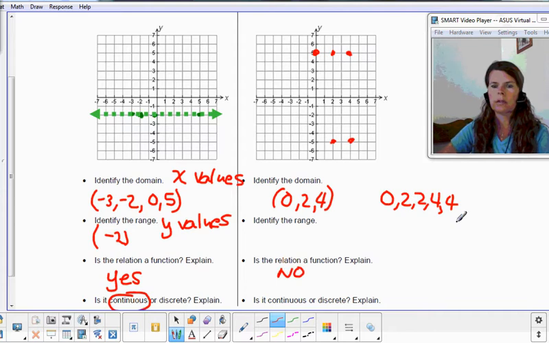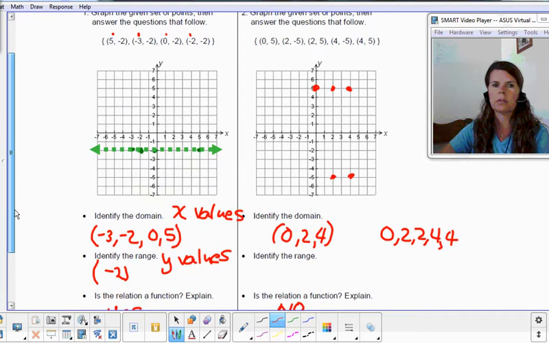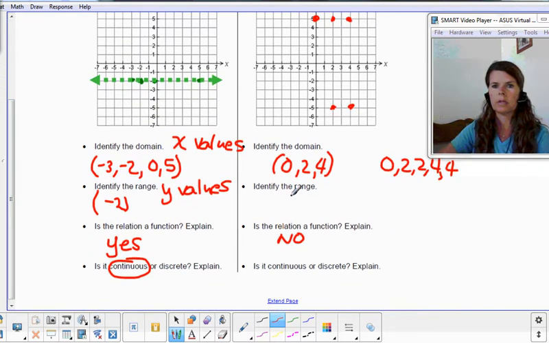because my x's repeat. And then identify the range, my range of my y values, and it's just 5, -5, 5, -5, 5, -5. So your range is 5 and -5. And it doesn't matter if these repeat or not, so I'm just going to leave it 5, -5. And really you should do smallest to largest. So I'm going to switch that like that.